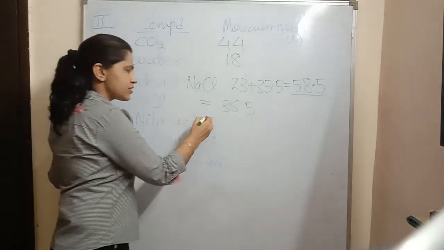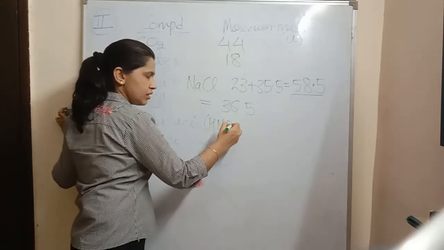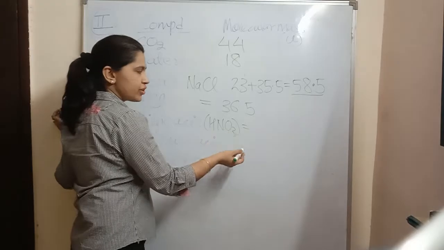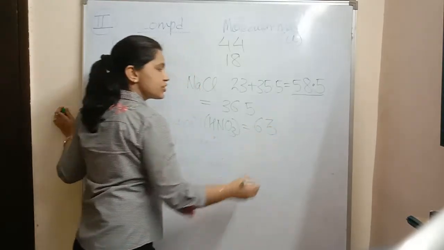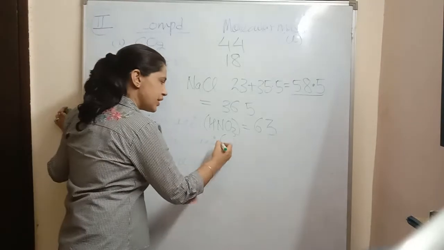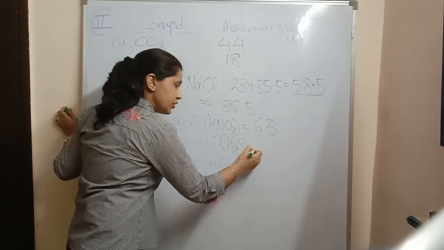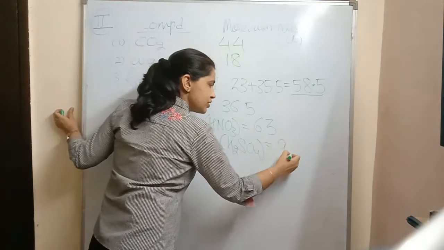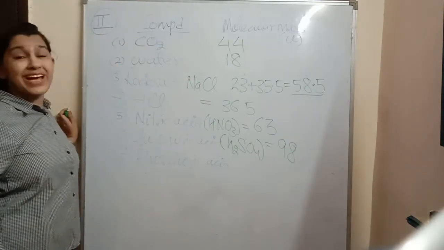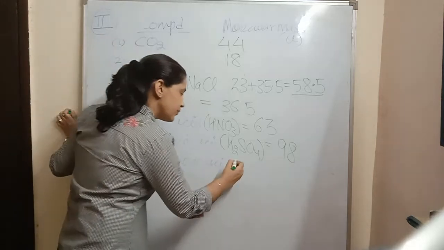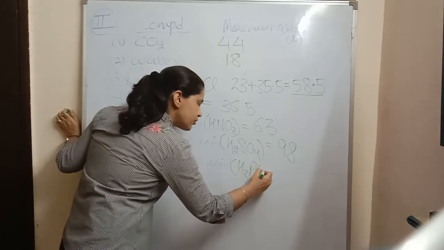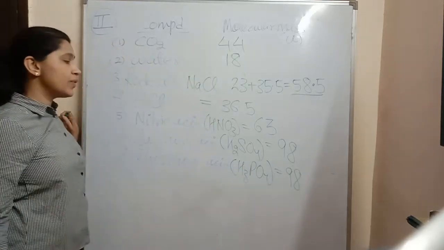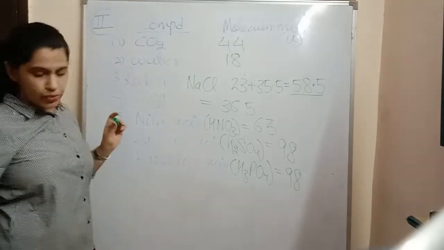Nitric acid, what is it? HNO3. How much does it come to? 1 plus 14 plus 16 into 3, that is 63. Sulfuric acid, H2SO4, 2 plus 32 plus 64 for 4 oxygens. How much is it? 98. What is phosphoric acid, also called orthophosphoric acid? It is H3PO4. It is again 98, as phosphorus is 31, 3 hydrogens and 4 oxygens.